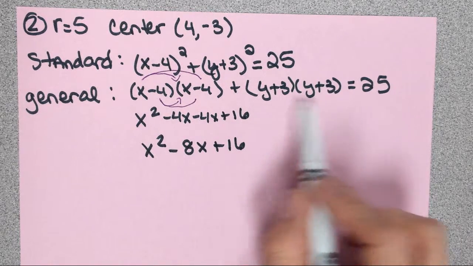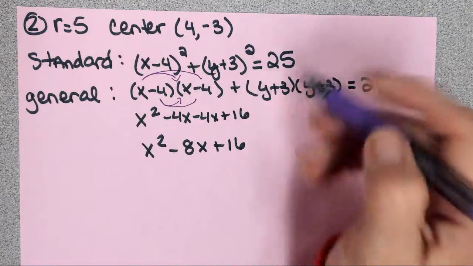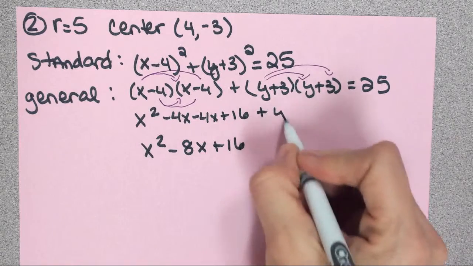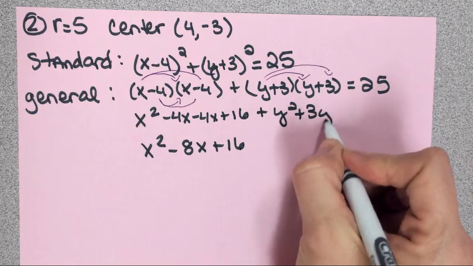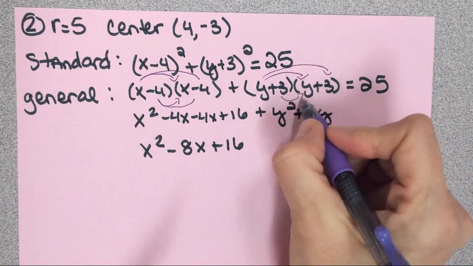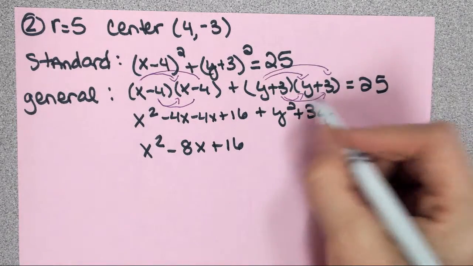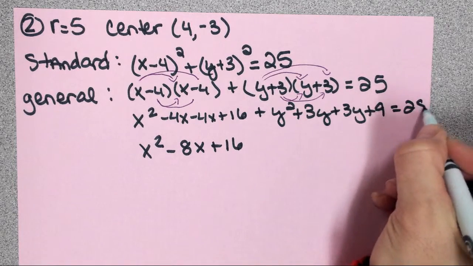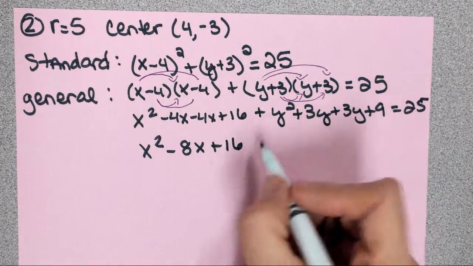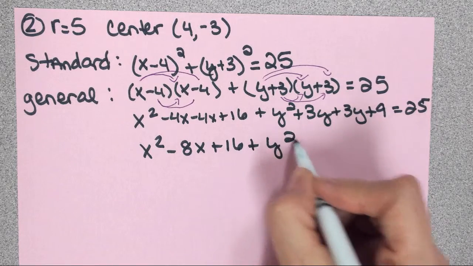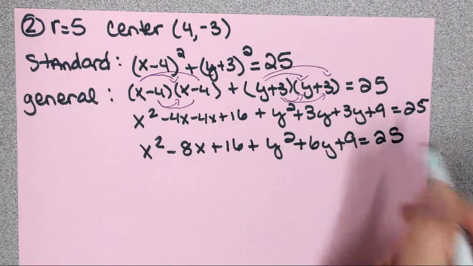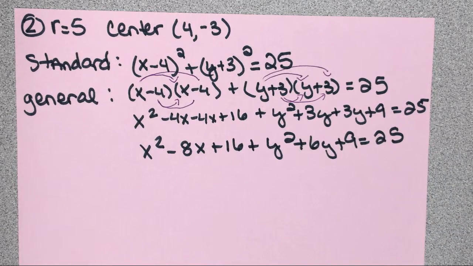We're going to do the same thing right here. We're going to FOIL this one. So y times y is y squared, y times 3 gives plus 3y. You're going to do the second term. So you get 3y again plus 9. When you simplify this, you get y squared plus 6y plus 9 equals 25. I'm pausing to let you catch up if you need to.